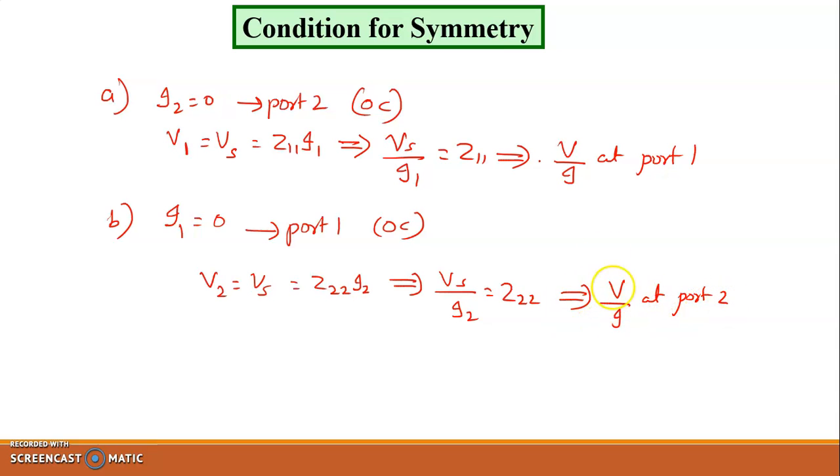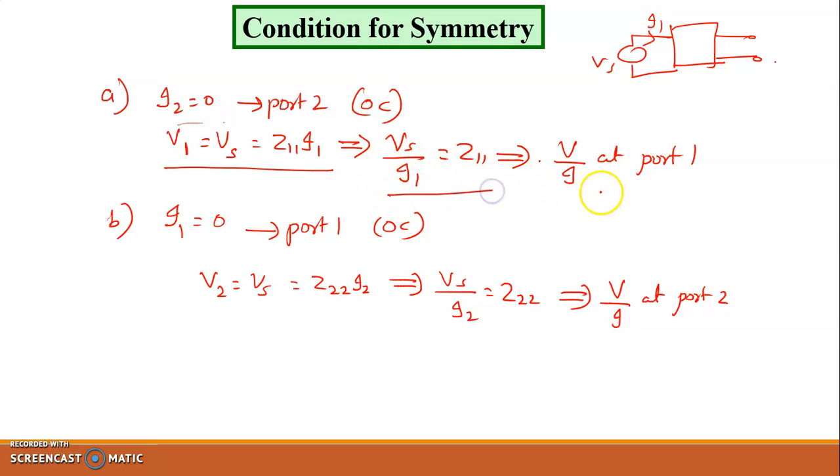Okay, so this is the condition. For case 1, I am making I2 equal to 0, which means I am connecting the source voltage here and this port is open circuited. I have the ratio between Vs and I1, represented by V1 is equal to Z11 I1, and from this I am getting V1 by I1 equal to Z11. And in the second case I will be making the input port open circuit and connecting my source at the output port. So Vs is here, I have my I2, and here I1 is equal to 0.